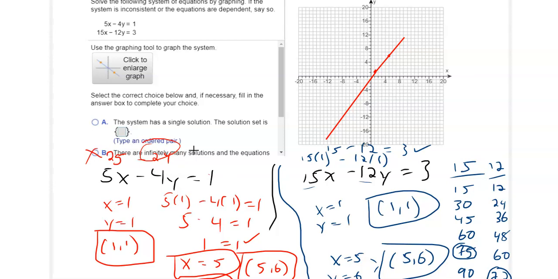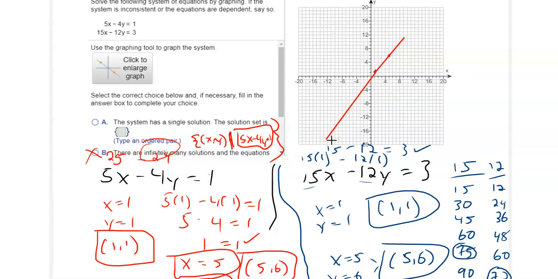So you choose option B, and then in the box here, you're going to type in, it'll have something like this. The solution set is any x comma y such that, and then it'll have a box for you to type in the answer. You'll type in 5x minus 4y equals 1 into that box. And what you're saying is that basically any point that works in the first equation automatically works in the second equation. So it's a solution to the system.